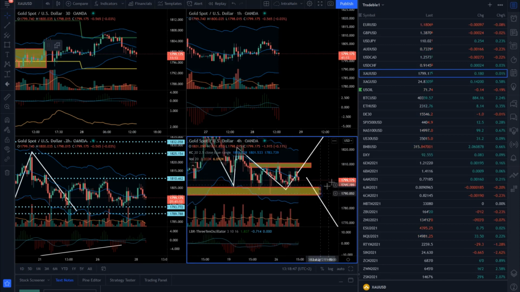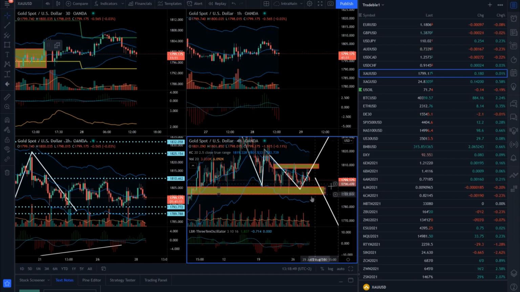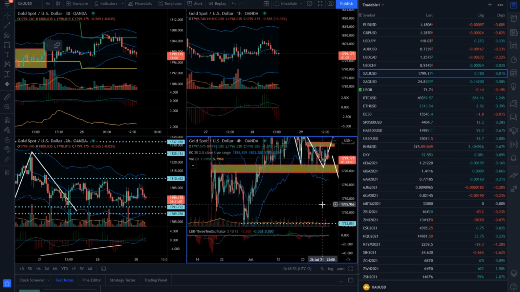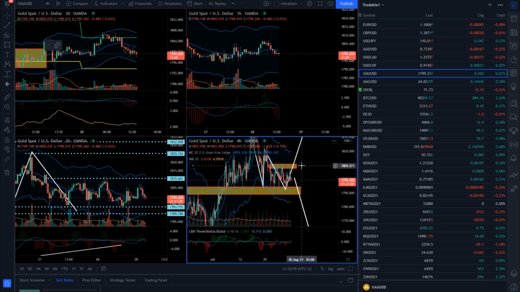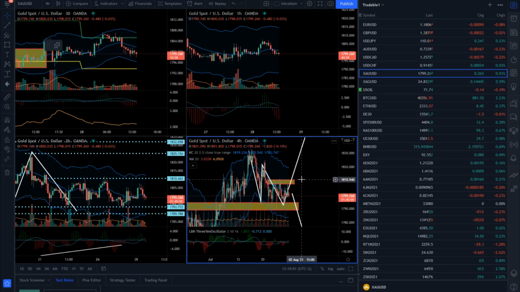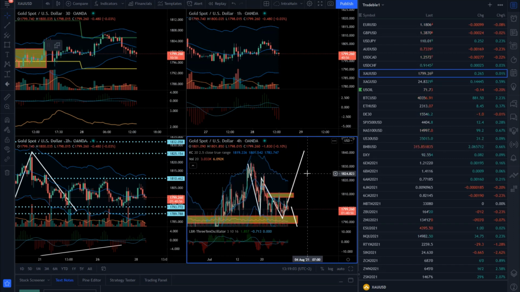So now we can speak about potential breakout modes. In case of a downside breakout of 1790 and some follow through to the downside, I don't see the reason why gold cannot retest 1752. But in case of an upside breakout of the resistance at 1810, I don't see the reason why we cannot retest 1825 or 1835. So watch for the breakout.